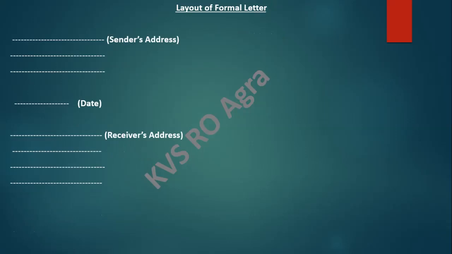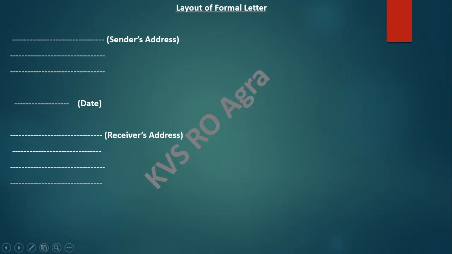Here you can see the topic is formal letter. This is the layout of formal letter. In the formal letter, first of all, we have to write sender's address in the extreme left, and this sender's address should be in 2 to 3 lines as per given the address. It should be very clear. The address should be very clear. Then date should be also very clear.